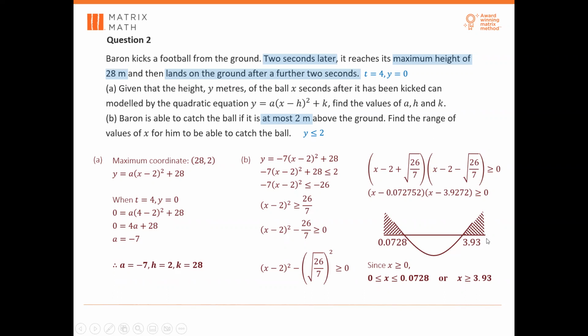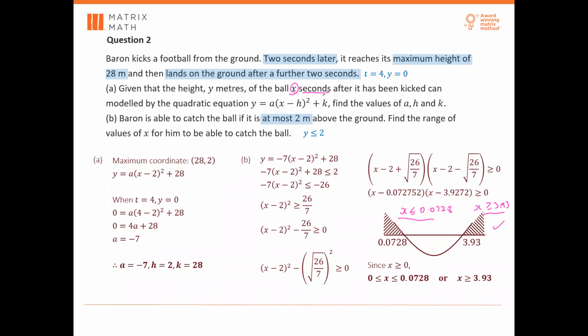Now, kindly take note there's a catch over here. If you were to write x is less than or equal to 0.0728, x is more than or equal to 3.93, take note, if it's just a question without a problem sum, your answer here is correct. But since this question is attached to a problem sum, it has to make sense with the problem sum. Now, x is representing time. If you were to write x is less than this value, it means you're also including negative values. Take note, for time there is no negative value.